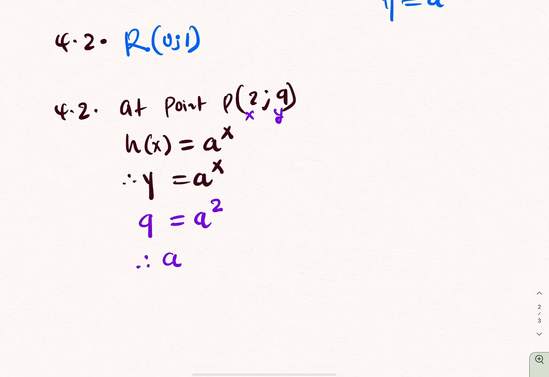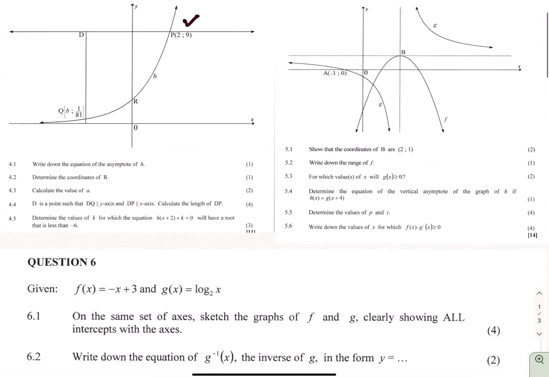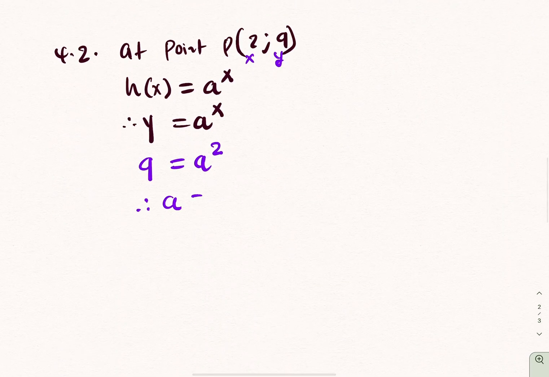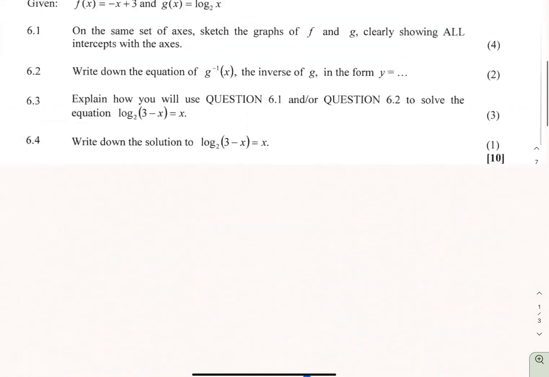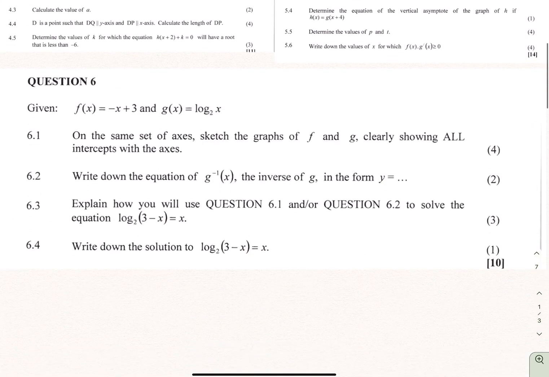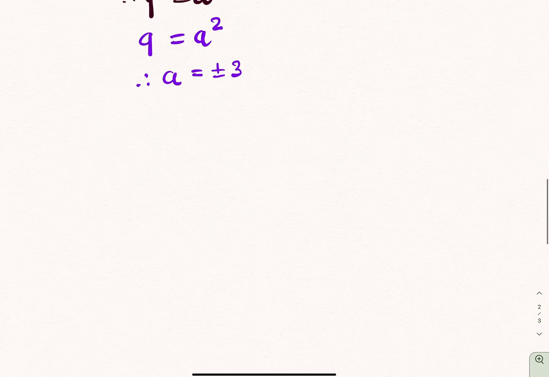But this is really clear. It's 2 marks, I guess. Let me check the marks. It's really 2 marks, so you don't need to sweat here. So you just need to say, well, this is going to be plus or minus 3. But you are told that the value of A is positive here. It's the guiding principle. So you need to tell them that the value of A is equal to positive 3 only.